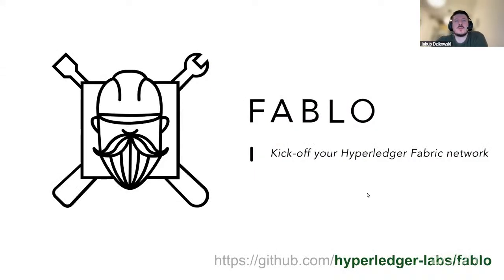We are going to talk about Fablo, which is a tool to start a Hyperledger Fabric network, mostly in local environments, in local use cases.